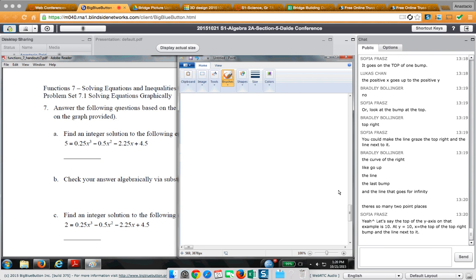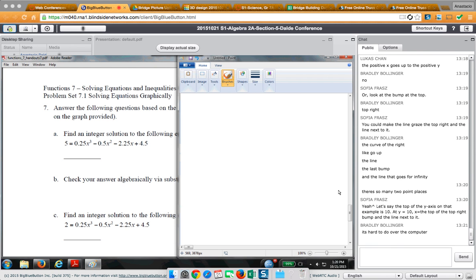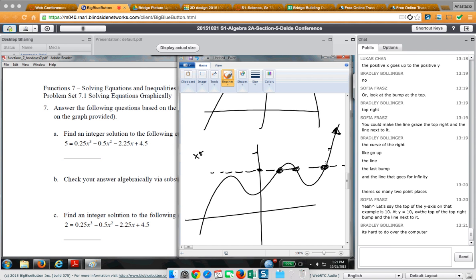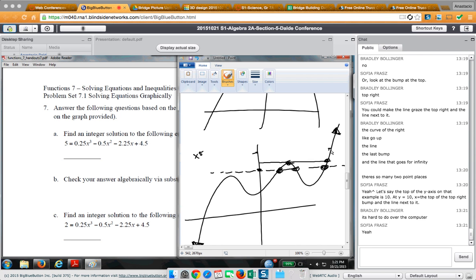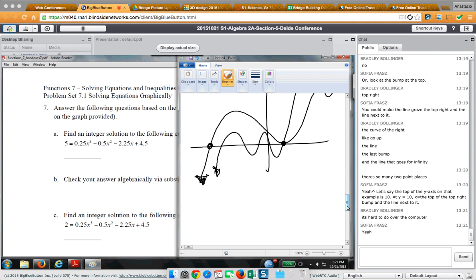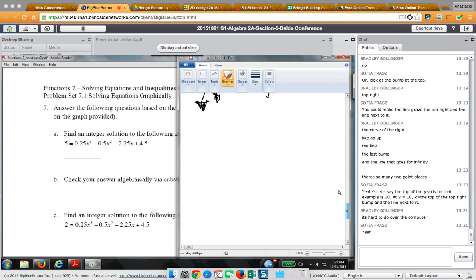All right, let's say the top of the y-axis in the example is at 10. Y equals 10. I think what they're saying is the two bumps, like over here, let's say it goes way up here or something like that. That's where it crosses only twice. That's understandable. That'd be like if you were to draw another imaginary x-axis. So that's a part of math.